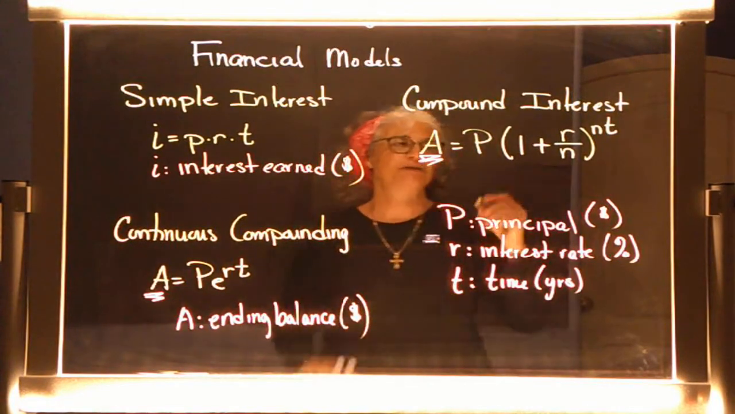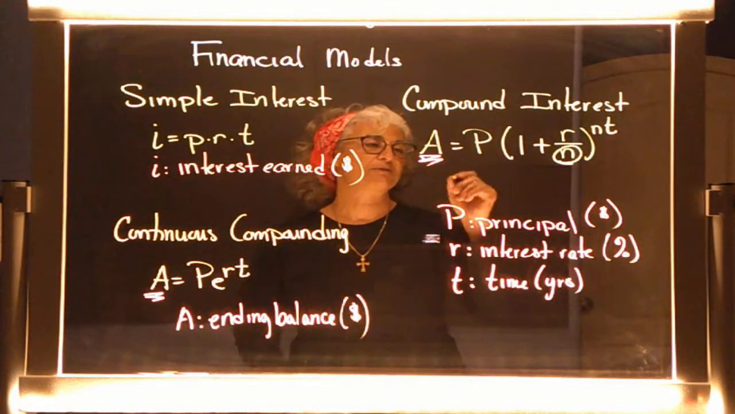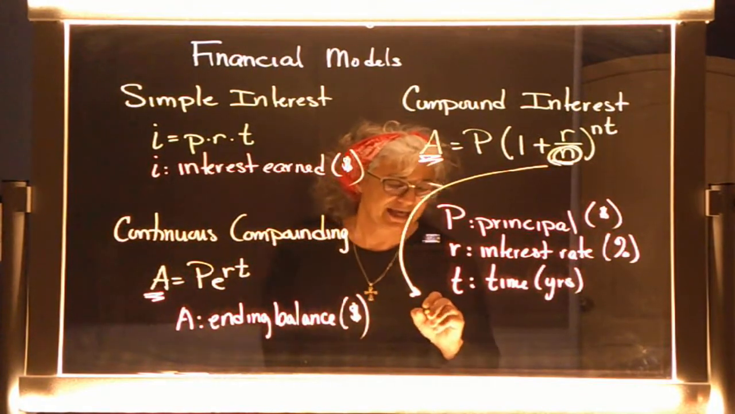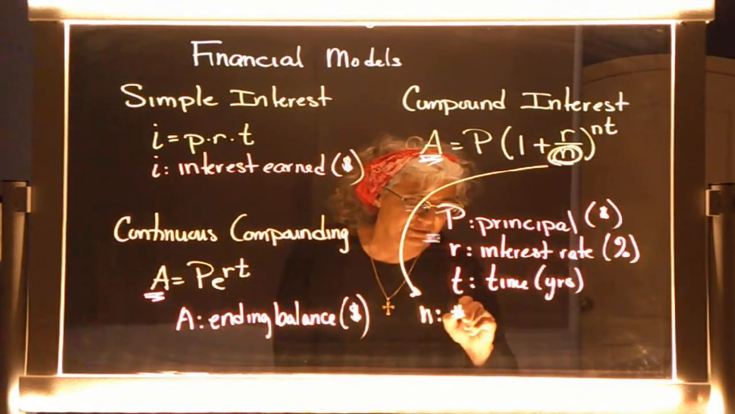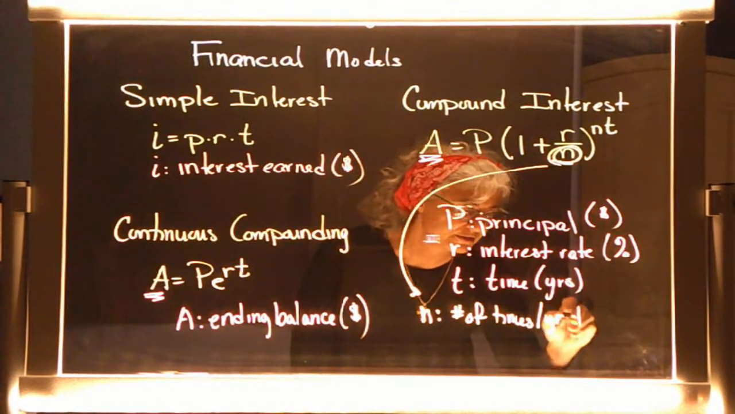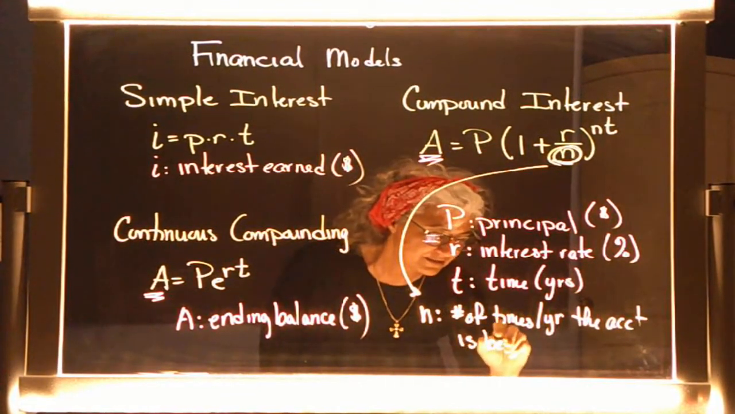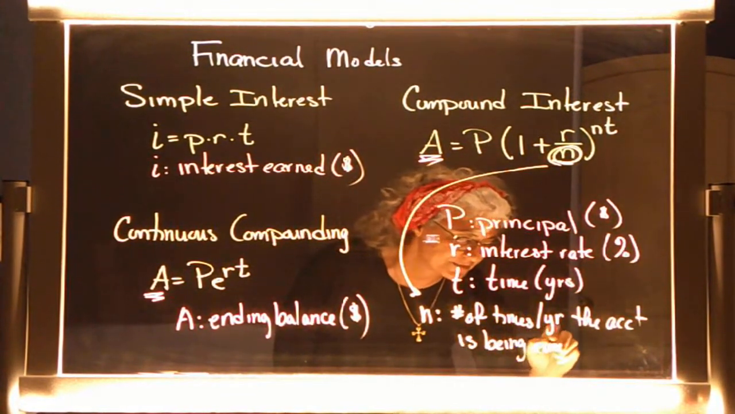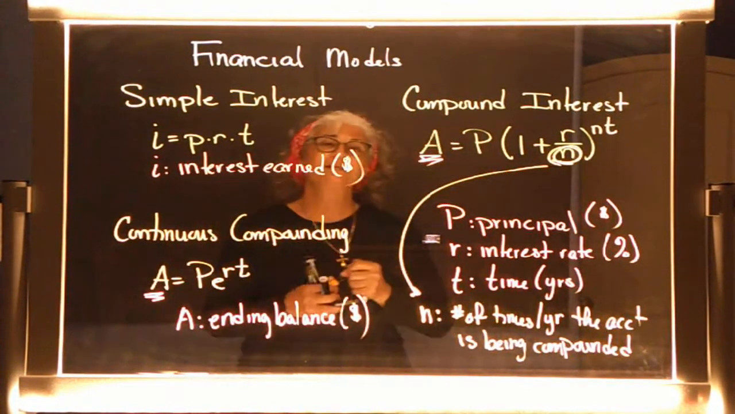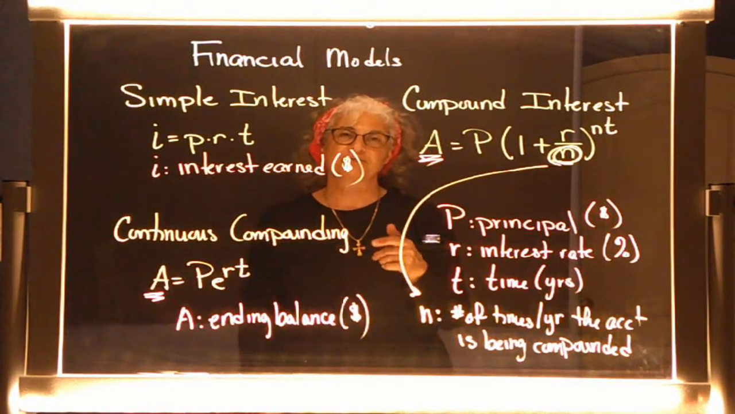Okay. This one still has one more variable that the other two did not have. This one has an extra variable, N. Now, you're like, well, what does N stand for? And I'm going to write N down here because I have more room. N, number of times per year the account is being compounded. So N is the number of times per year the account is being compounded.